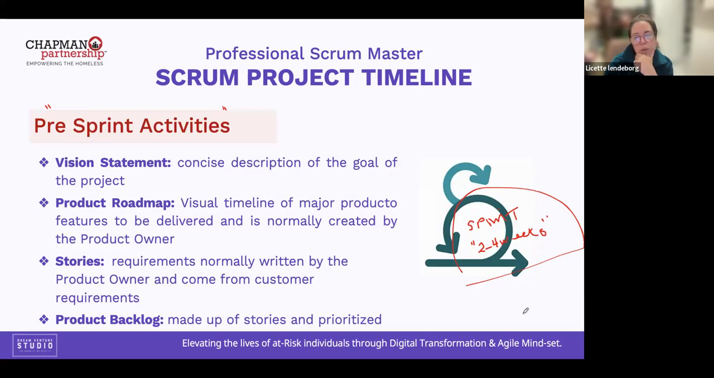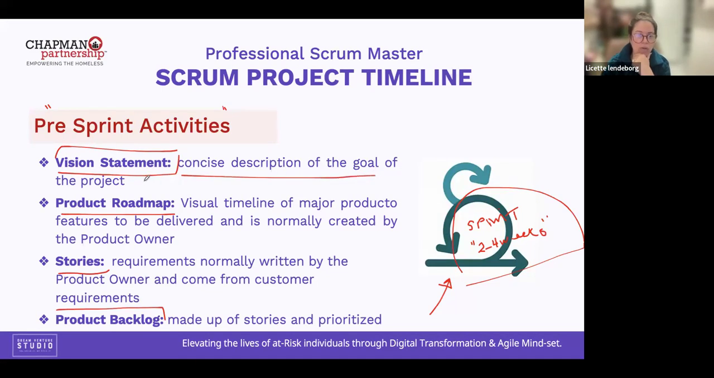So before we get started with my project, we need to have ready the vision statement, the product roadmap, the user stories, and the product backlog. The vision statement is the strategy for the company, a concise description of the goal of the project. The product roadmap is like a calendar. It's a visual calendar of the major product features to be delivered, and it's normally created by the product owner. In other words, it's the calendar.